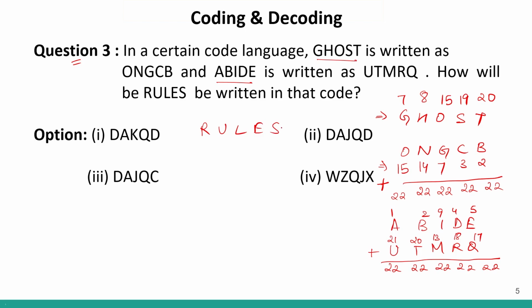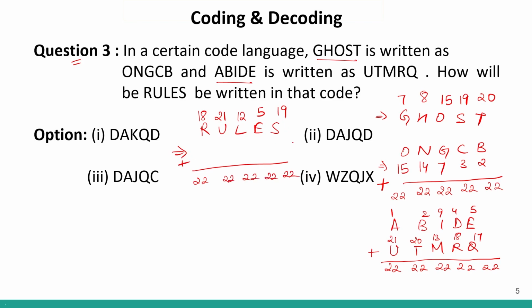R-U-L-E-S. What are the forward ranks? R is 18, U is 21, L is 12, E is 5 and S is 19. So now I have to make it 22 in each case, right? I have to make it 22.